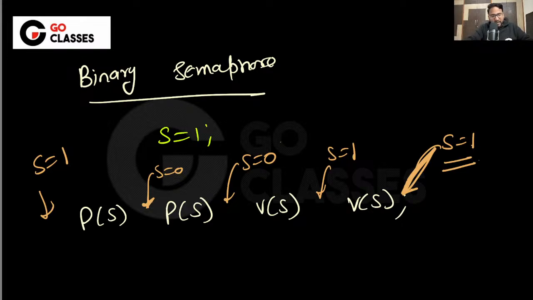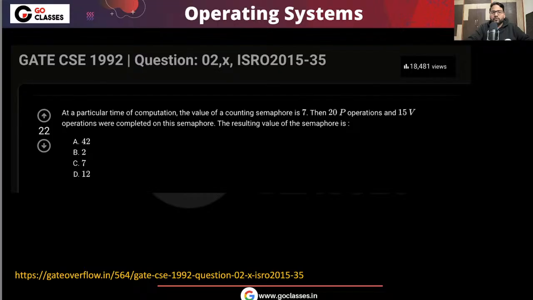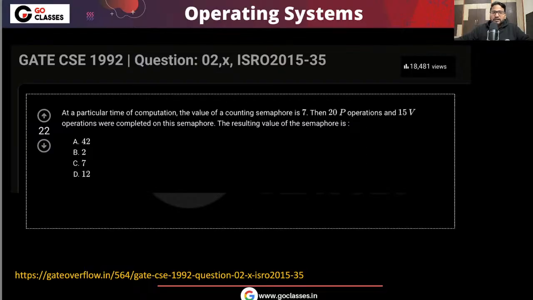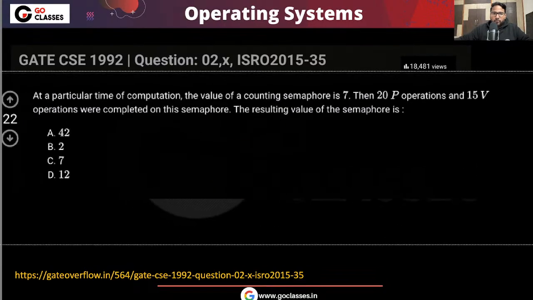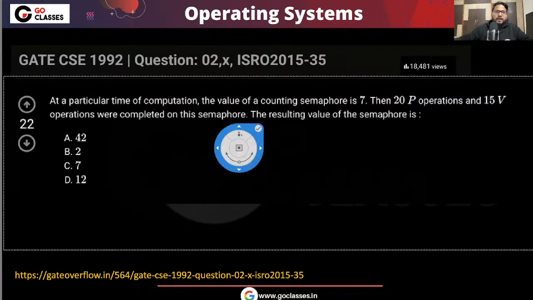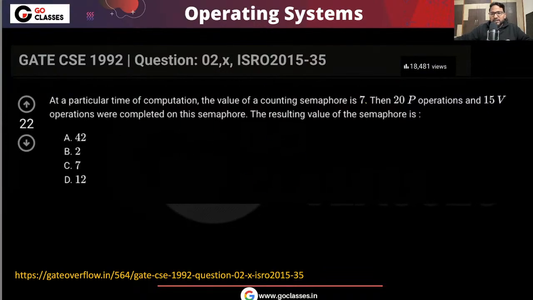Now let's just understand the semaphore a bit more. Let's see this question which has been asked in GATE 1992. What they are saying: at a particular time of computation, the value of the counting semaphore is 7. So these are the counting semaphores that currently they are talking about. The value of the counting semaphore is 7.